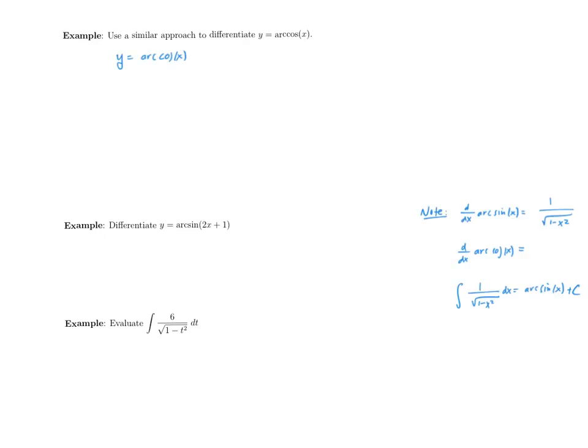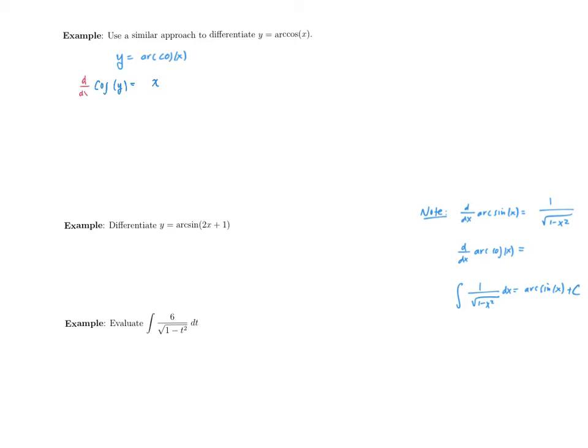So back to our previous approach. Starting off with this expression y equals arc cosine x, I cannot directly differentiate because I don't know the derivative for arc cosine. But we could take the cosine of both sides and rewrite this expression so that it's simpler, easier for us to differentiate.